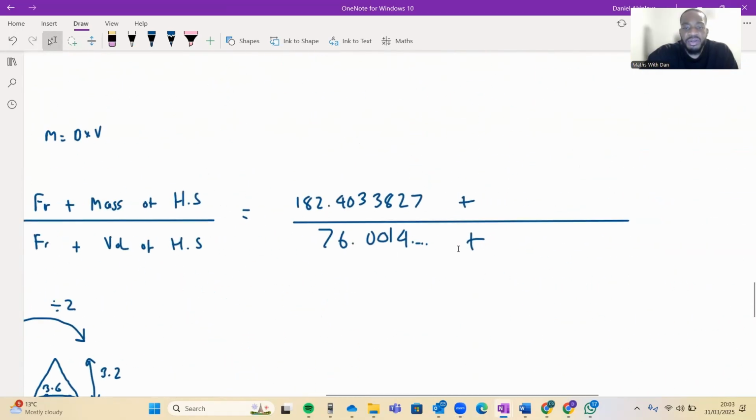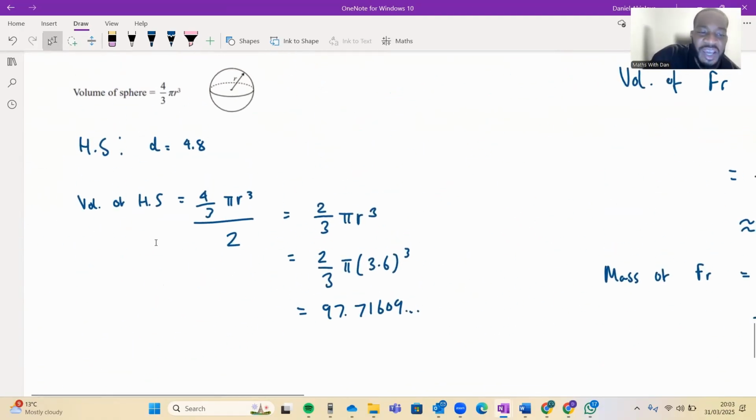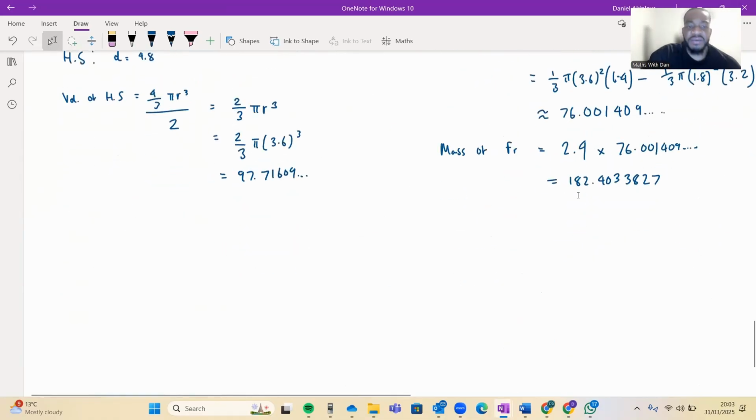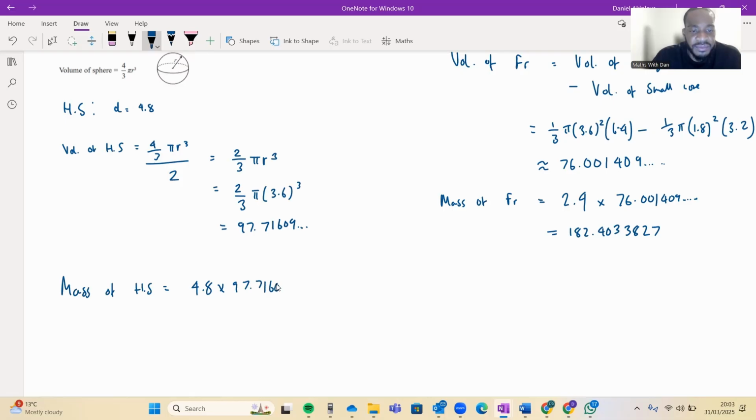So now I'm going to put that there. Now I know the volume of the hemisphere. They already gave us the density, right? We could figure out what the mass is, right? By just timesing them. Same thing we did here. So I'm going to say mass of HS is going to be the density, which is 4.8, times the volume, which is what we just calculated. Plug that into the calculator.